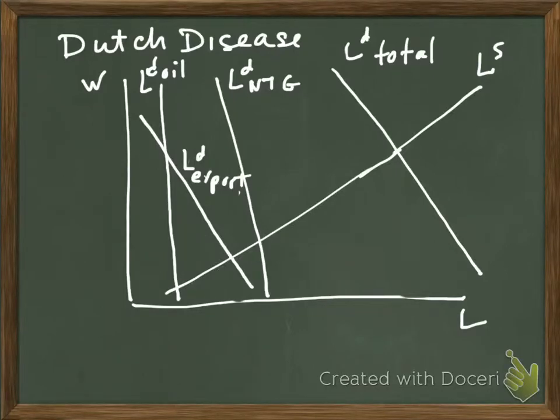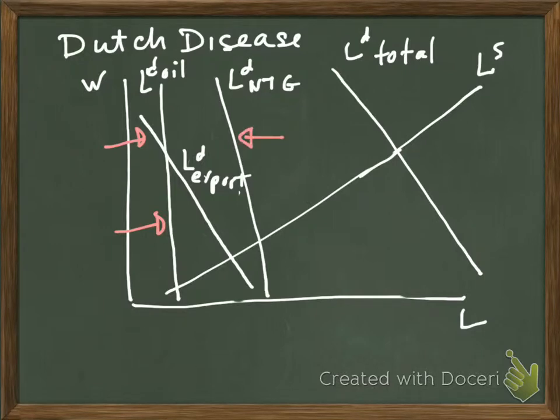Let's take a quick look and see how the Dutch disease works in a very simple labor market. So we have three sectors we can imagine in the economy. That is, we have the oil sector, which has a labor demand curve for not very much labor, fairly inelastic. We have a fairly elastic labor demand curve for the export sector. And then we have a labor demand curve for the non-traded goods sector.